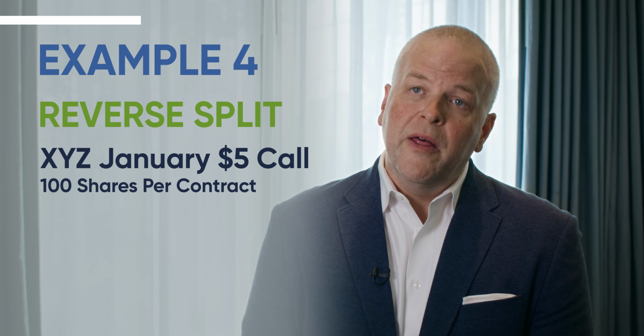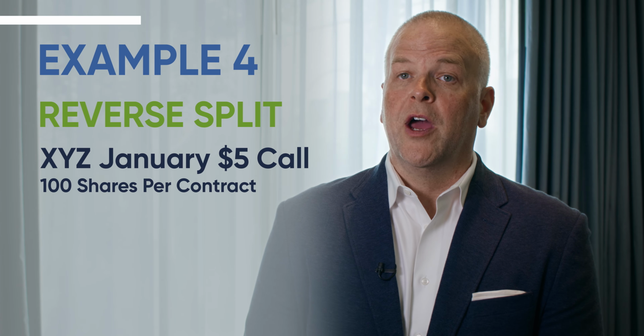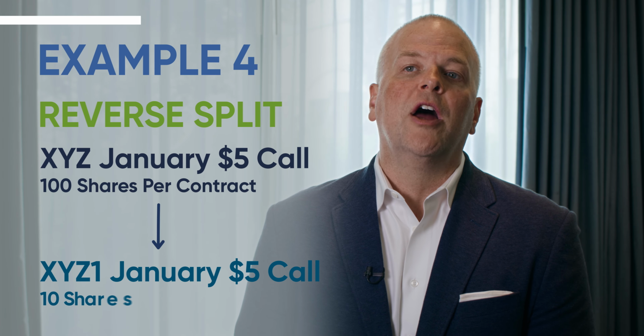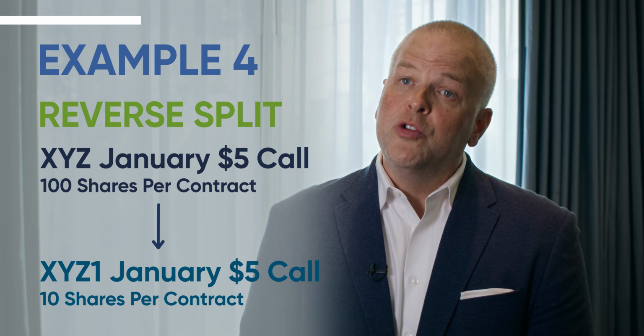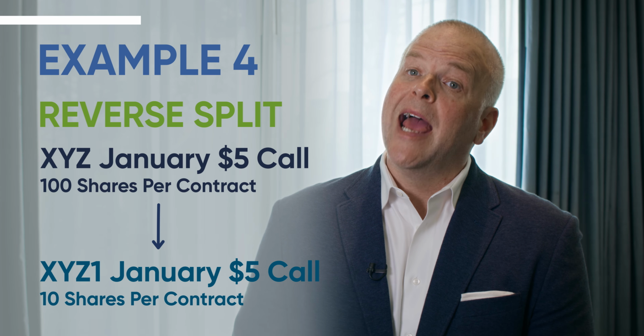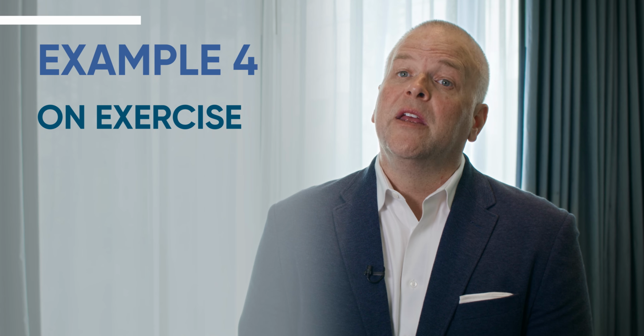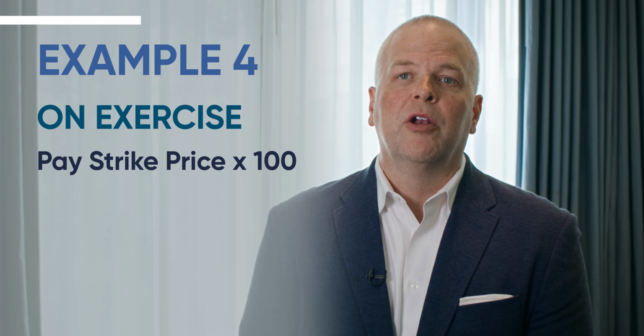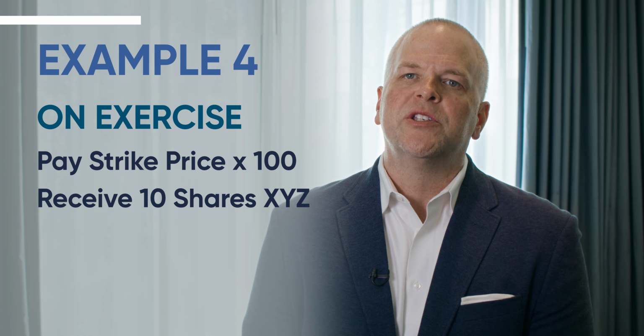As the price of the stock increases by a factor of 10 on the effective date of the split, the options deliverable would be reduced by a factor of 10 as well. If an investor purchased an XYZ January $5 call prior to the reverse split, upon the effective date of the change, they would find themselves long one XYZ1 January $5 call with a new deliverable of 10 shares per contract, down from the original 100 shares. In the event of exercise, the investor would pay their strike price times 100 and take delivery of 10 shares of XYZ stock.